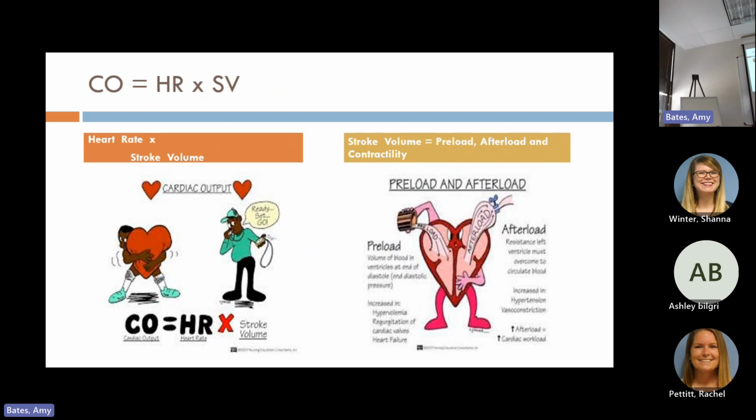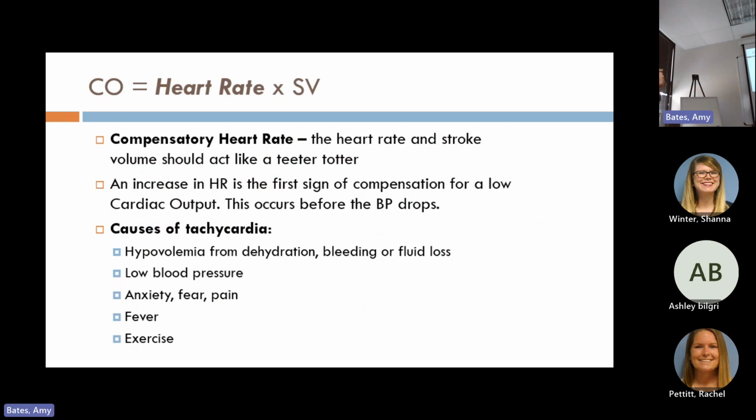So you can slow down the heart rate, you can give more volume, you can decrease the afterload, you can increase the afterload. So if you know this formula and you're looking at your patient, it can help you figure out what to do for your patient and how to correct your hemodynamics based on these formulas. So heart rate.